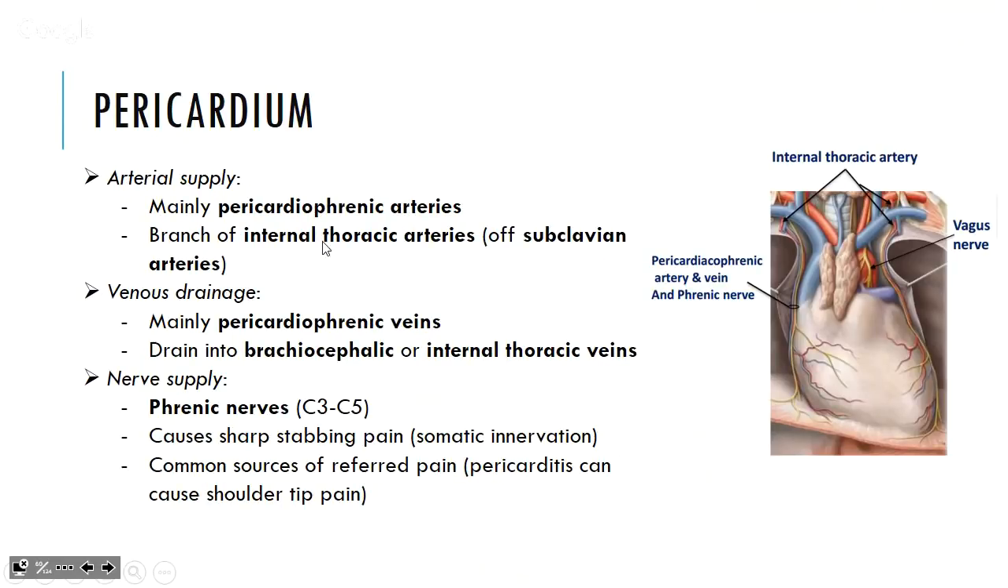So the supply to the pericardium, we've got the pericardiophrenic arteries. So these ones here, they come off the internal thoracic artery. And same on the other side. And then they also have the pericardiophrenic vein as well. I guess the important thing to know is the phrenic nerve is what supplies the pericardium in terms of somatic pain innervation. So when you get pericarditis, you get the sharp stabbing pain. It's because of the phrenic nerve.